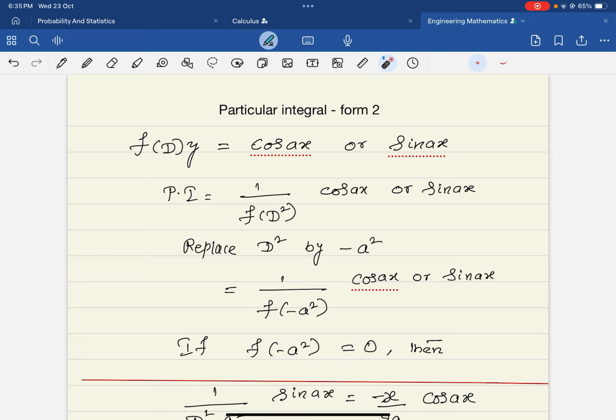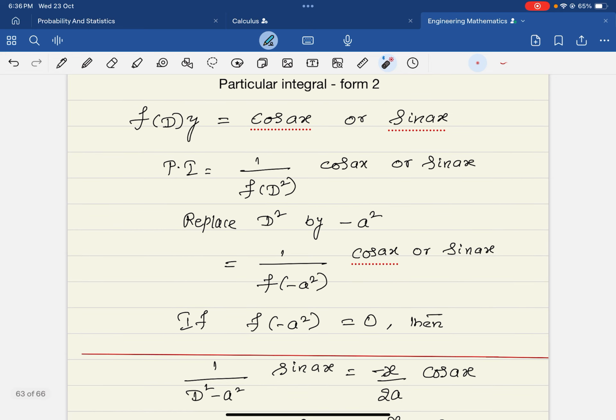So the non-homogeneous differential equation is of that form. Suppose f of D into y is cosine ax or sine ax. Then that means if on the right hand side you have either sine or cosine, it is of form 2. Form 1 is the exponential: e raised to ax means form 1. And if there is cosine or sine ax, then it is of form 2 of differential equations.